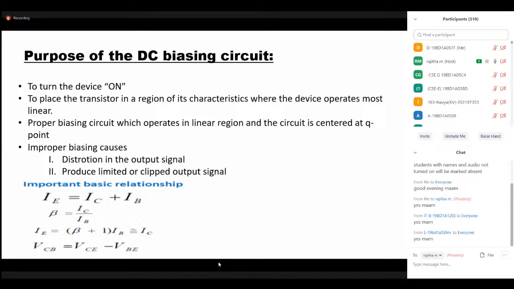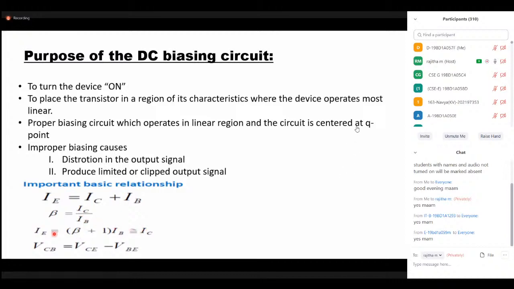Right. Now the next expression we have is IE, the emitter current. How we got this, beta plus 1 times IB, is we just replace your IC with beta IB. If I replace IC with beta IB, then we have IE equal to (beta plus 1) times IB. Now, if I neglect this 1, it is equal to beta IB, where beta IB is equal to IC.